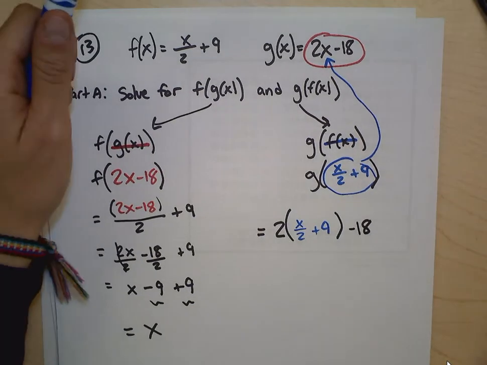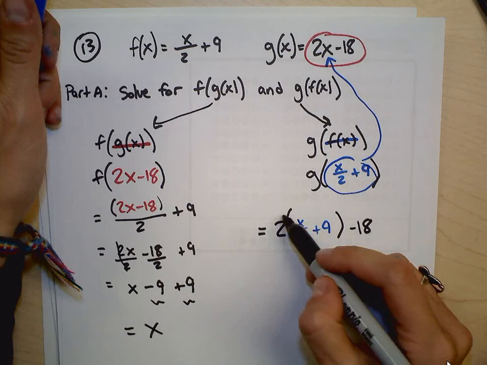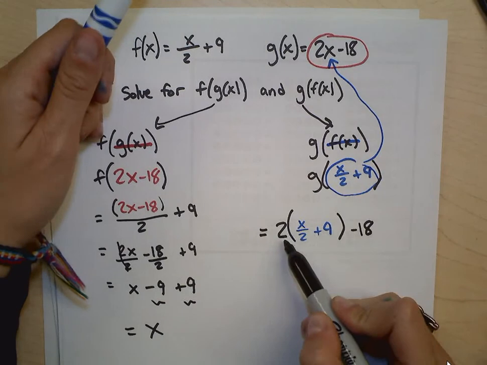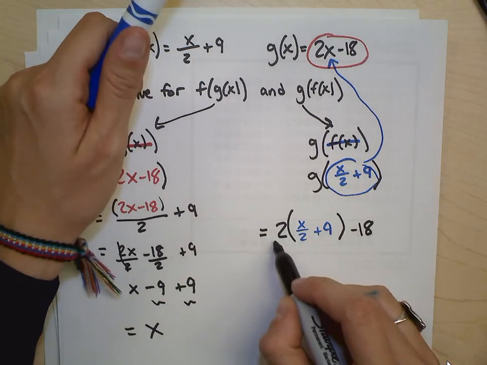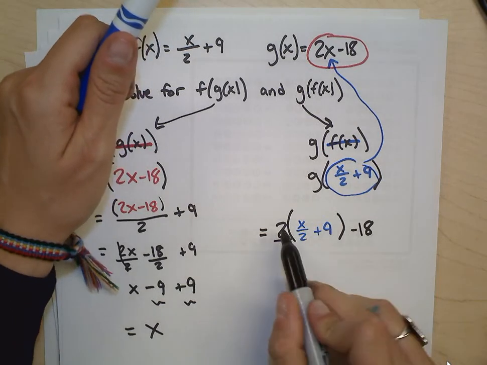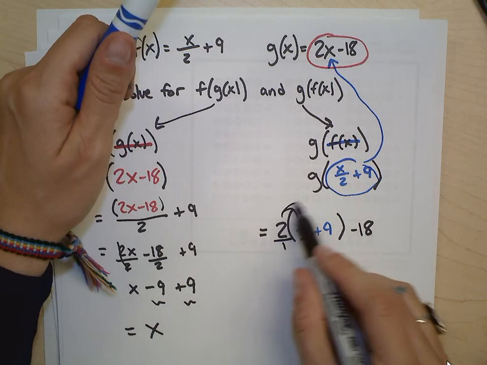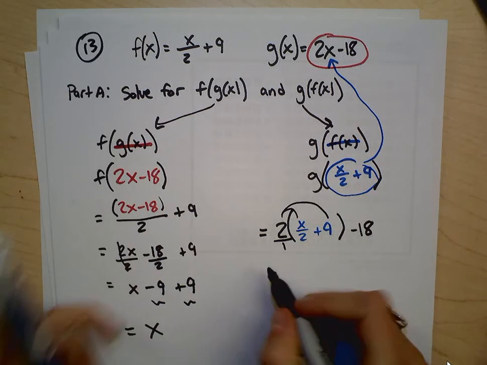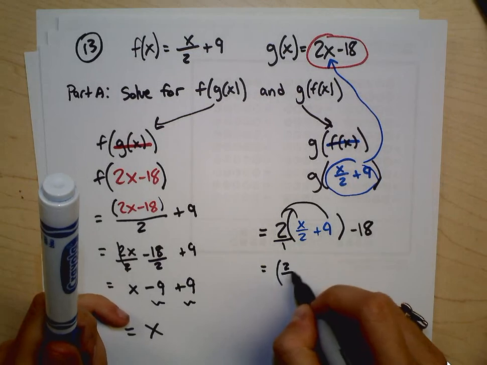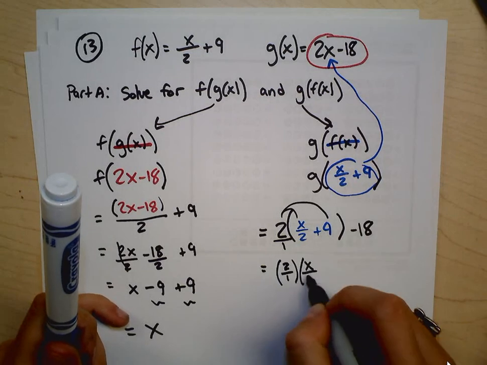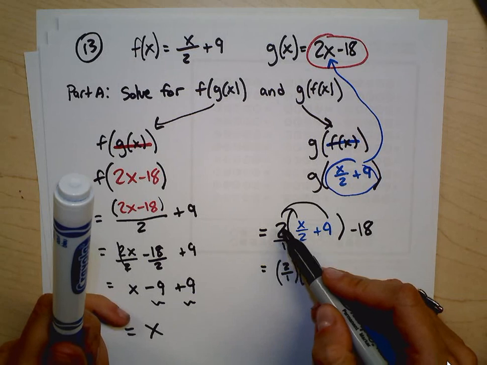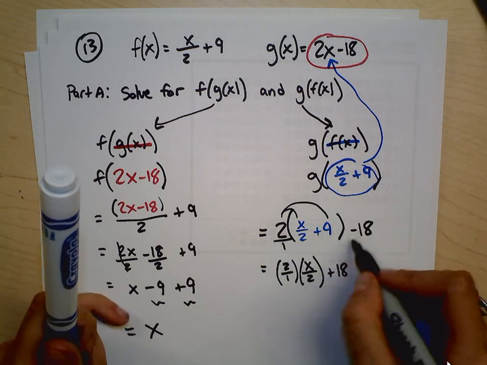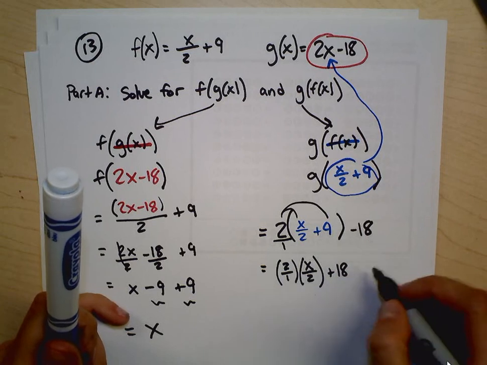From here, I'm going to distribute my 2. Now, don't freak out. We're multiplying a 2 by x over 2, so I'm just going to put it over 1. And I'm going to easily multiply it across. I'll write it out first. So this is going to be 2 over 1 times x over 2, and then I multiply the 2 times this 9, which is going to give me plus 18, and then don't forget that minus 18 there.